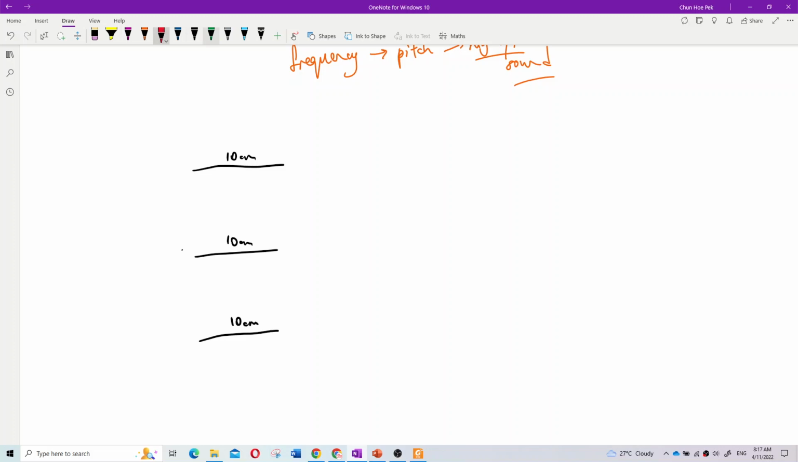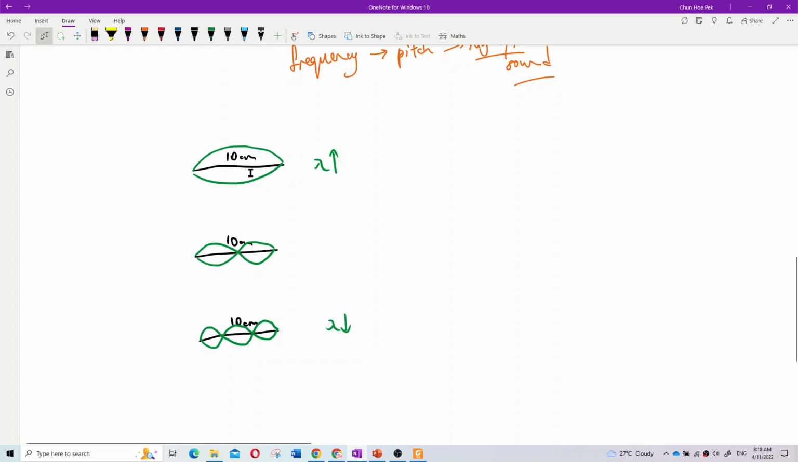Okay, fundamental mode just like this. First overtone is like this. Second overtone is like this. So which one has longer wavelength, class? Of course, this one is longest wavelength, right or not? This one has shortest wavelength because for the same length of string, the wavelength is shorter. If shorter, this one is higher frequency. This one is lower frequency.